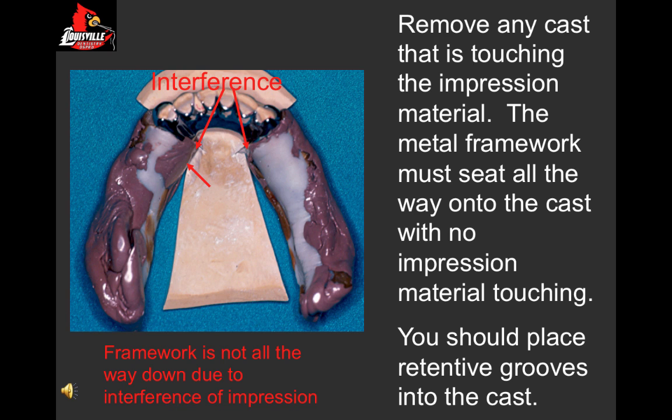Remove any cast that is touching the impression material. Note in the picture that there's still an interference and that the framework is not seated completely on the front part of that cast. The metal framework must seat all the way onto the cast with absolutely no rubber base touching that part that's left in the middle. You're also going to place some retentive grooves into the cast, which will be shown in the next picture.